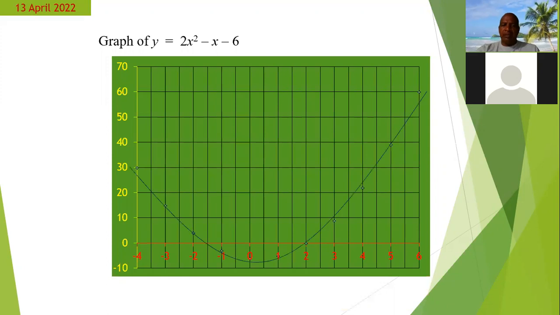So here is the same curve, but remember now, our graph is 2x squared minus x minus 6. That's the graph we plot. So we get the values of x wherever it cuts the x-axis. So here it cuts the x-axis at x equal to negative 1.5 and x equal to positive 2.